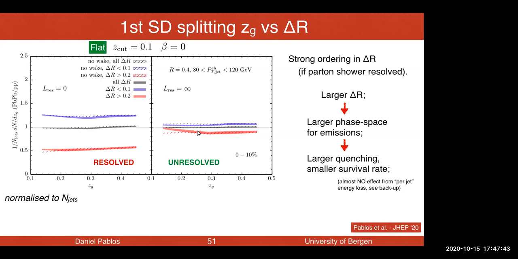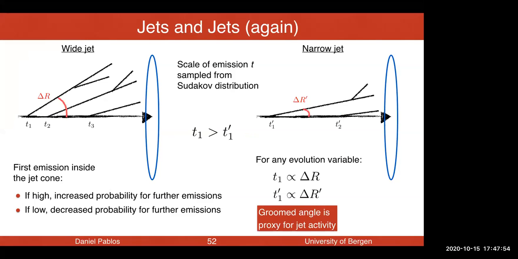So why is this happening? If we have a larger angular separation between the two subjets, we have a larger phase space for emissions, therefore larger quenching and smaller survival rate. So back to this picture, the scale of the emission can be pT, angle, mass, or formation time. This variable is really connected to the angular separation of the splitting. The virtuality is proportional to the angular separation.